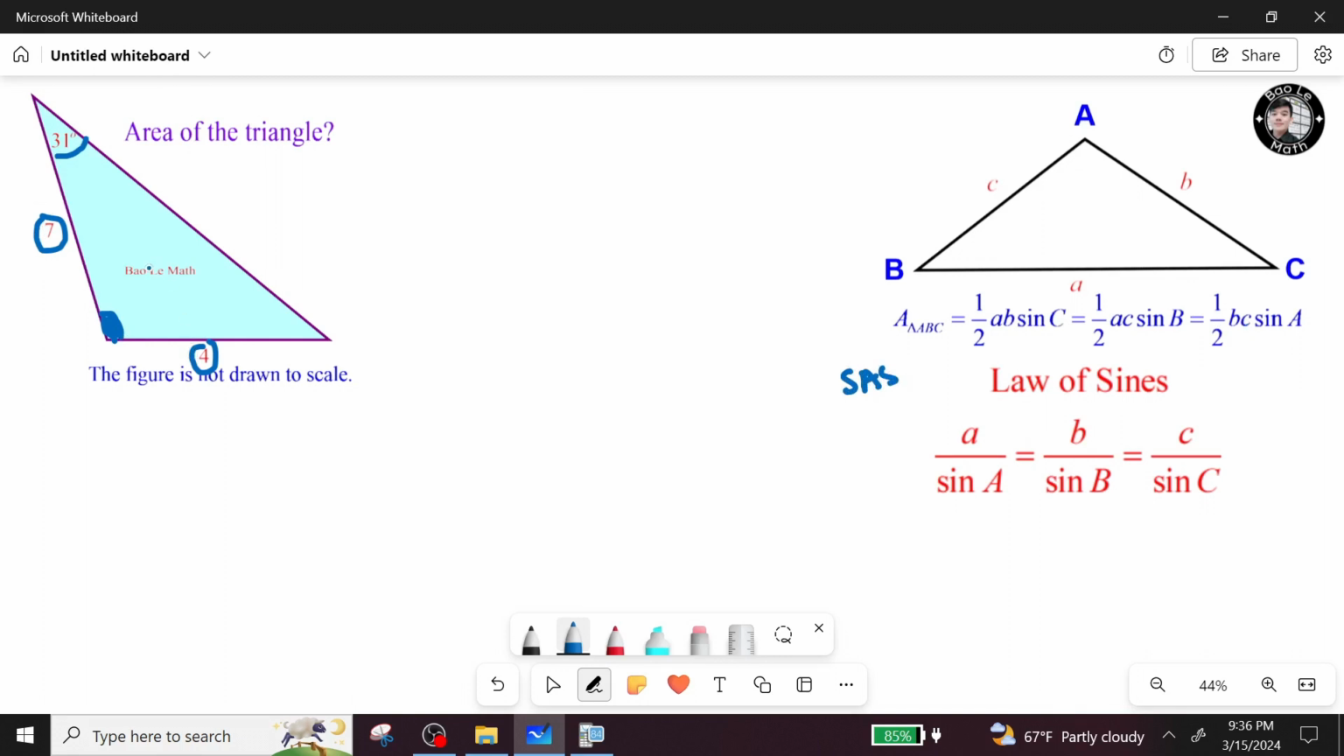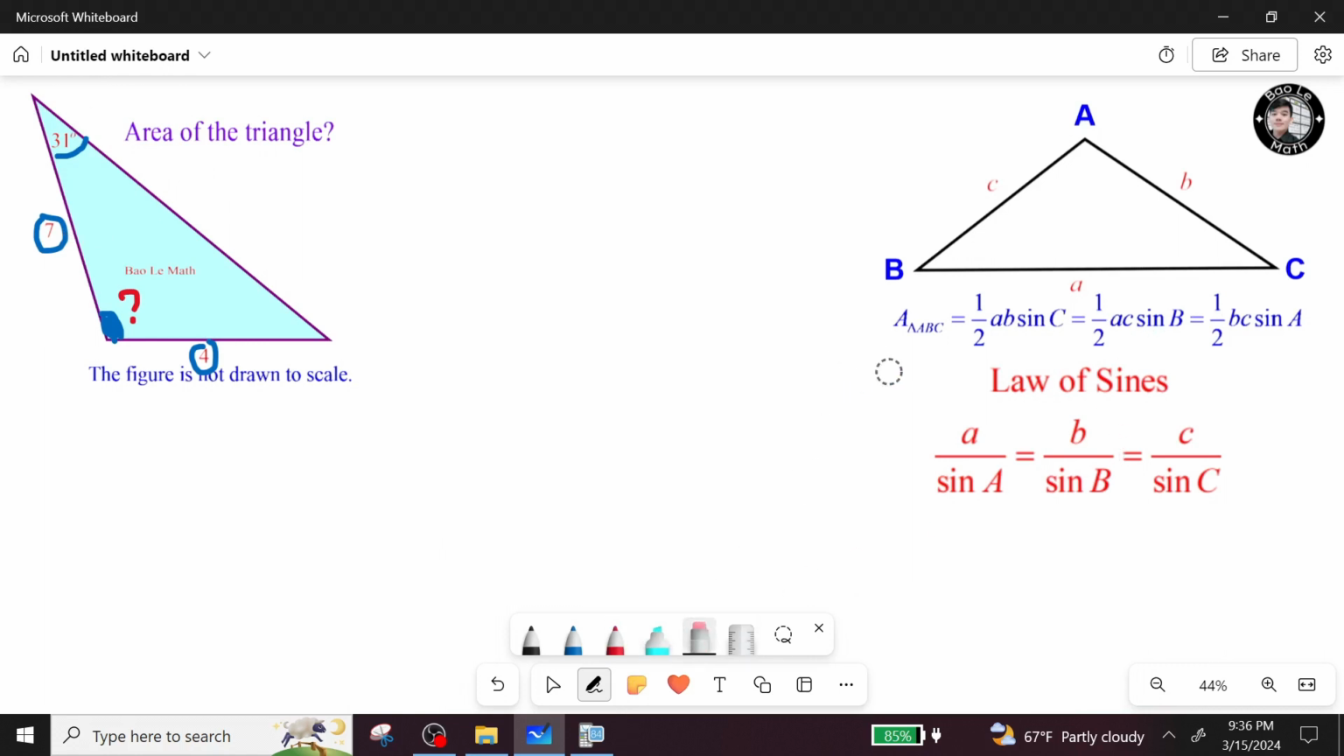But unfortunately, the angle is not given, so we cannot apply this formula. What we need to do is find the measure of this angle right here. In this video, I'm going to show you two different methods to solve this triangle. Before I calculate the area of this triangle, let's prove these two formulas first.